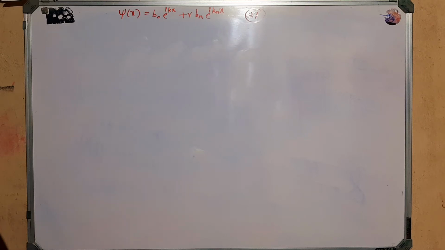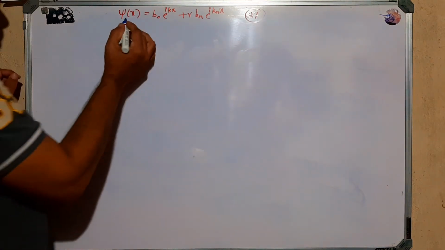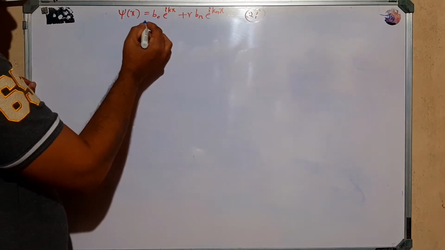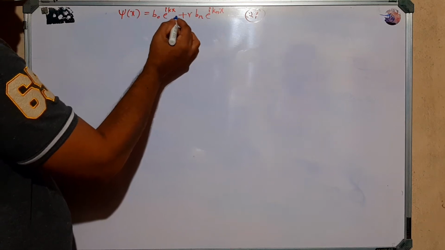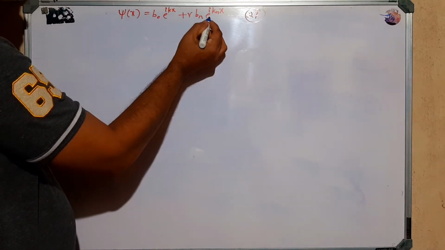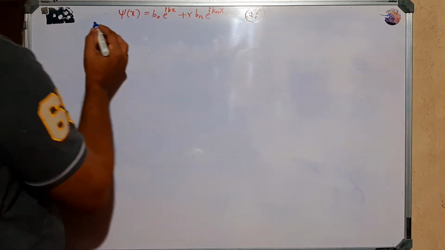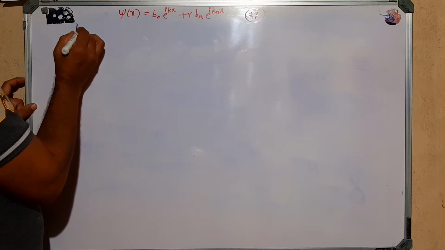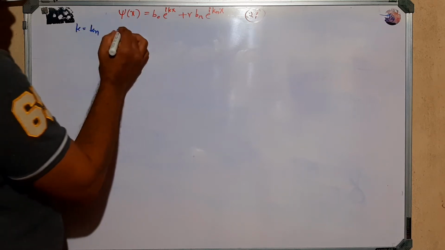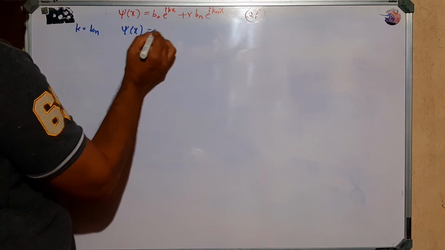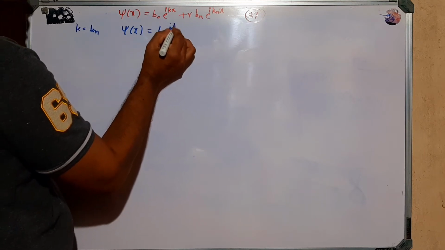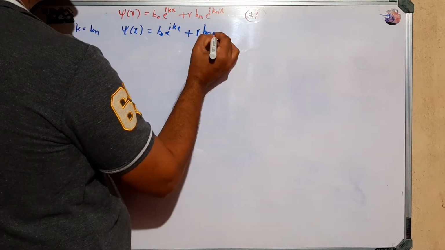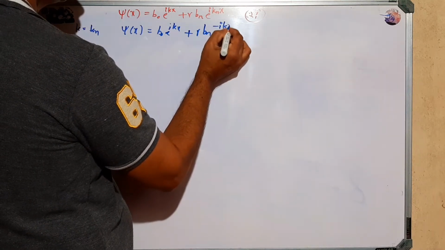In the previous lecture, we stopped at equation number 27, the expression for the wave function ξ(x) = b₀ e^(ikx) + γ bₙ e^(iknx). Suppose for one of the values, k is equal to kₙ. What happens now? ξ(x) is equal to b₀ e^(ikx) plus γ bₙ e^(−ikx).